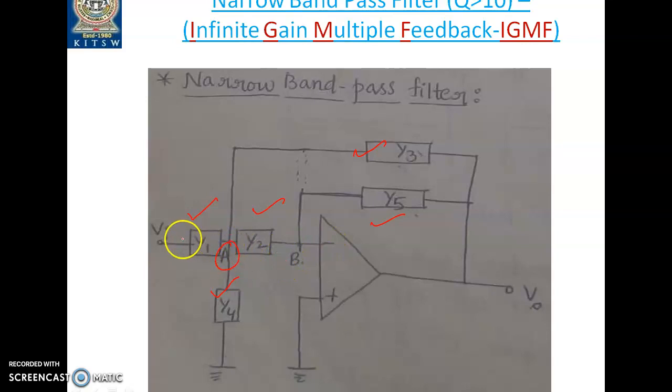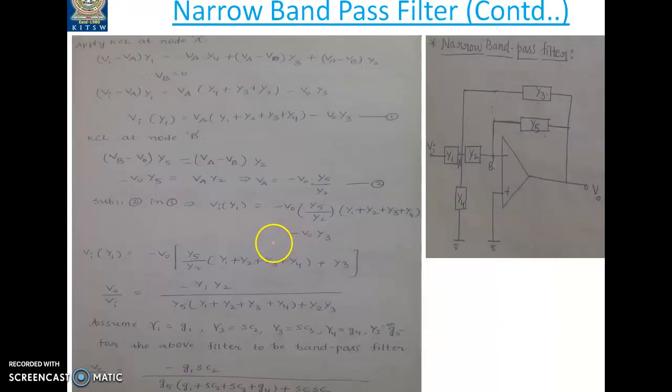So at node A, what is the direction of the currents? Accordingly, how many currents are entering and how many currents are leaving that node? If you apply KCL, you will be getting one equation. Similarly, if you apply KCL at node B, how many currents are coming and how many are leaving that node? And obviously when you compare the two equations, you will be getting the voltage transfer function. So this is the analysis.